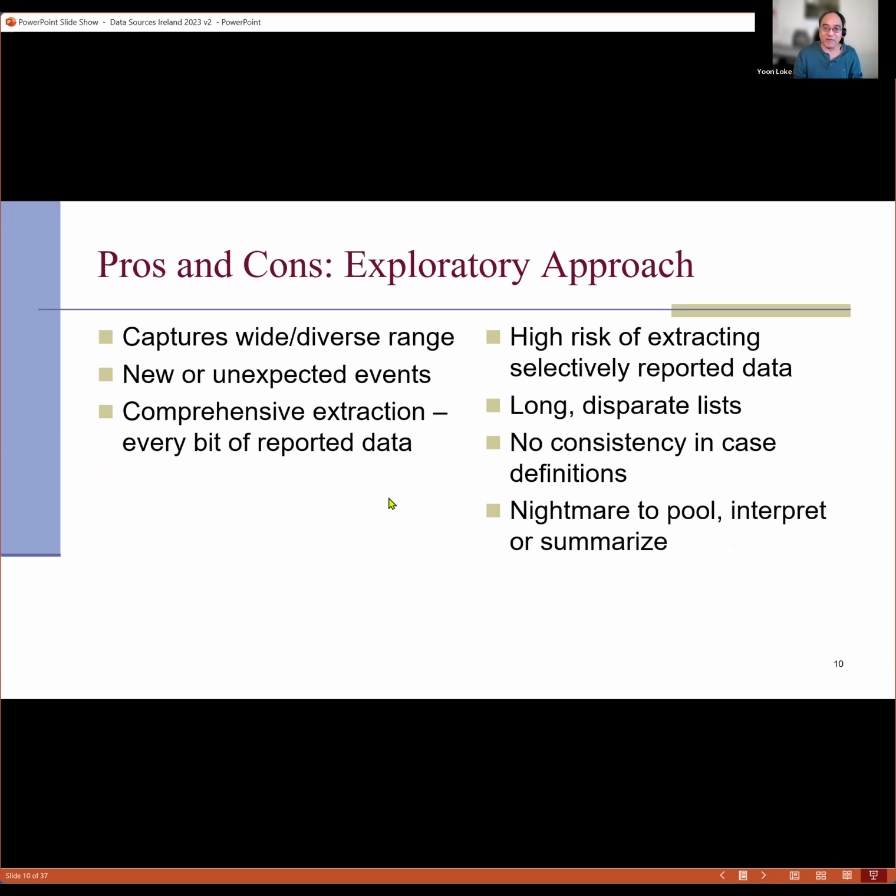So if you're worried about finding nothing, then you could do an exploratory approach where you say, I'm just going to capture everything that's been reported by the research investigators. And this may include new unexpected events. And you have a very comprehensive extraction there. That's every bit of reported data that's in the trial report, for instance.